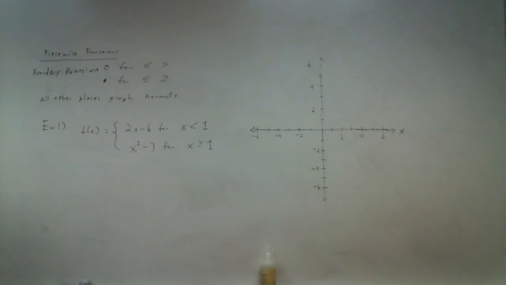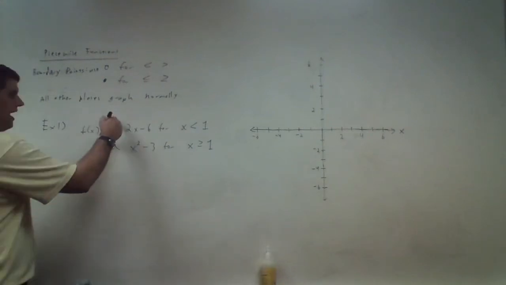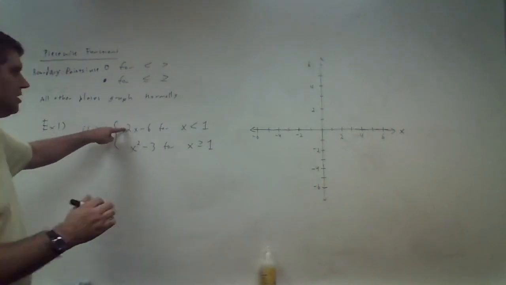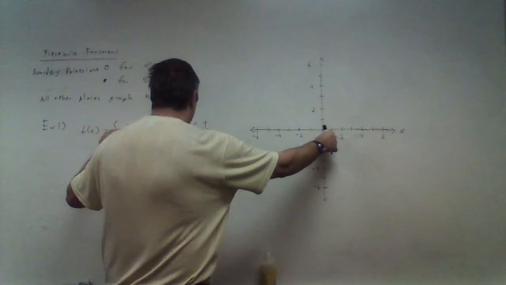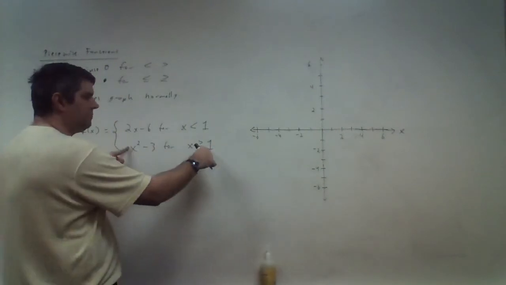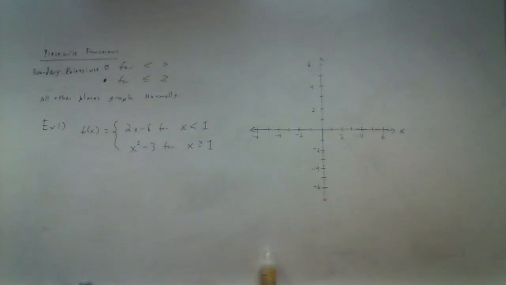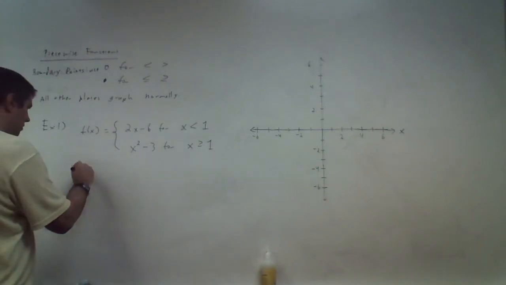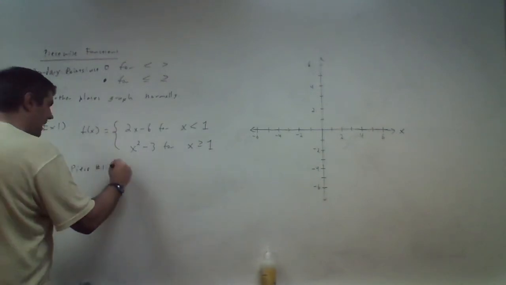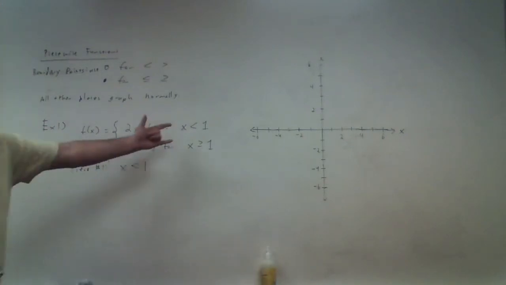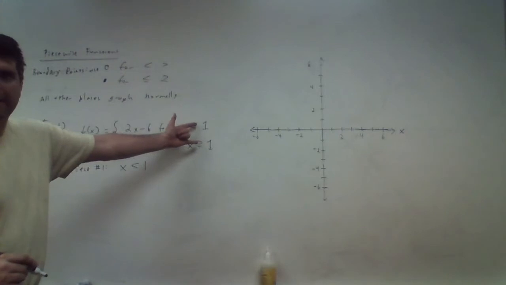Okay, in this one we're going to discuss something called piecewise functions. This is where we're graphing a function that follows different rules in different areas. For instance, this will be piece number 1 because it goes up to x equals 1. This is piece number 2 because it goes after x equals 1, including 1. Okay? So piece number 1, x is less than 1. The boundary point is at x equals 1, by the way.